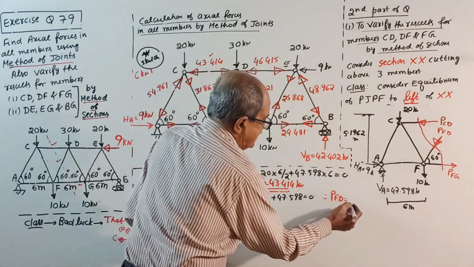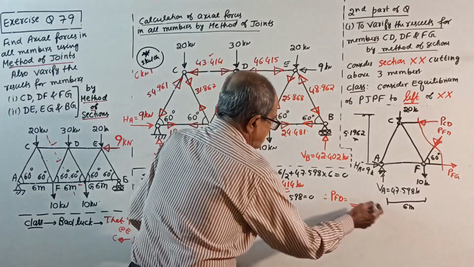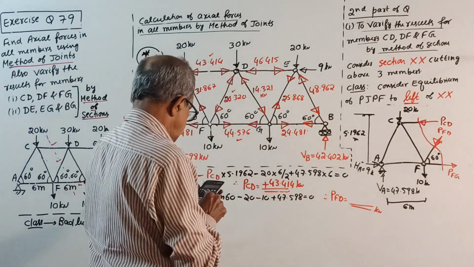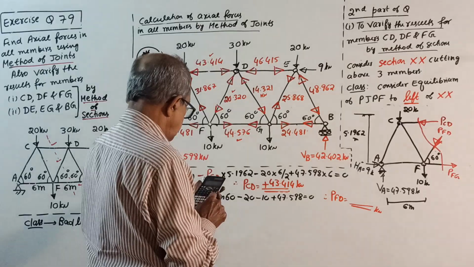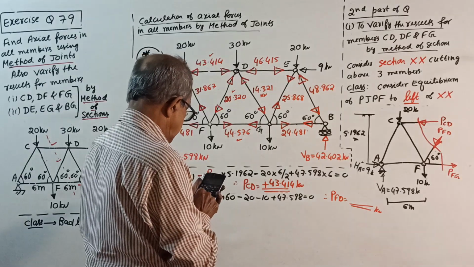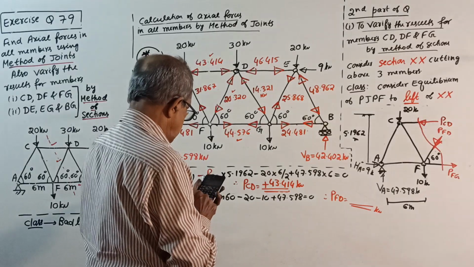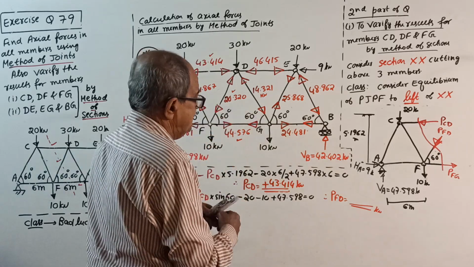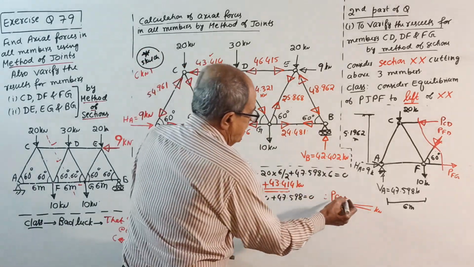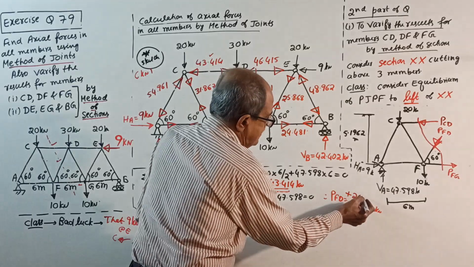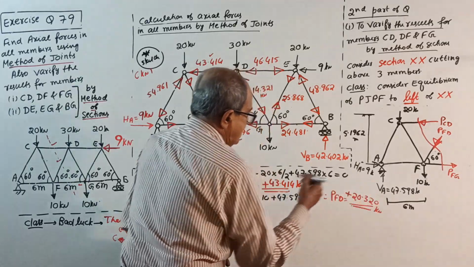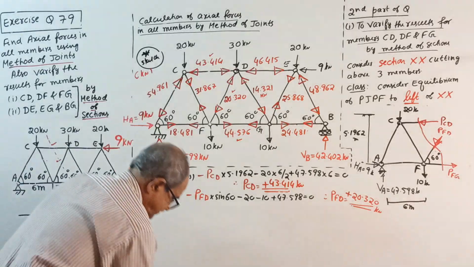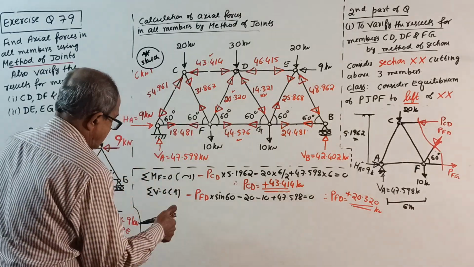Let me see how much you will get. 30 minus 47.598, divided by sin 60, gives 20.320. Oh, perfectly correct. See there, answer. Plus 20.320 kilonewton. Lastly, sigma H equal to 0.